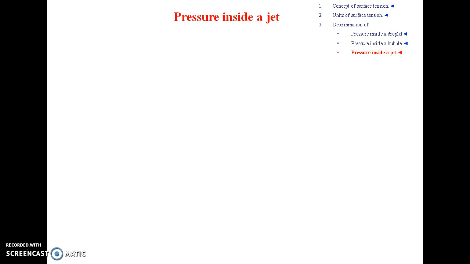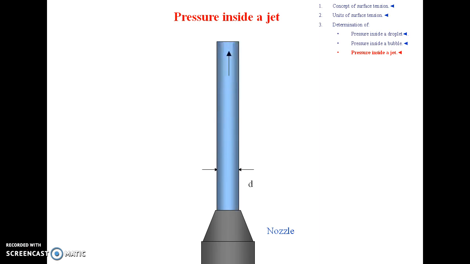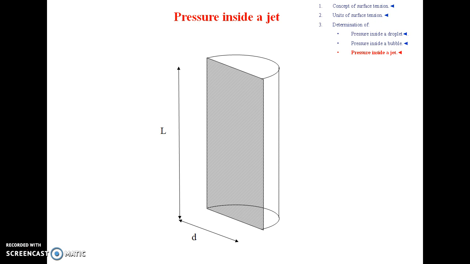Now considering the pressure inside a water jet, suppose this is the nozzle from which the water jet is coming out. The diameter of the water jet is d, and let us consider a small length L of the water jet, and the pressure inside the jet is trying to split it into two halves along this dotted line. Considering one half of that split, it appears like this. The diameter is d and the length is L.